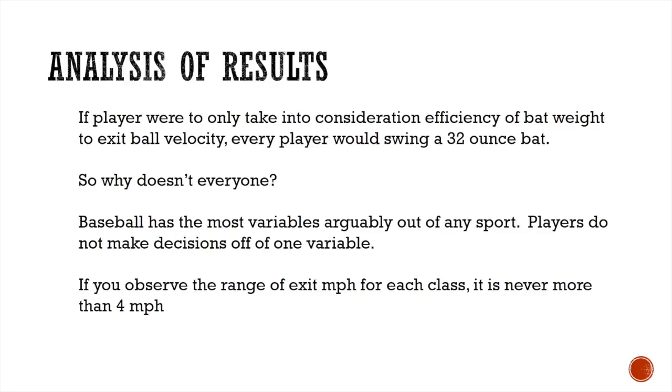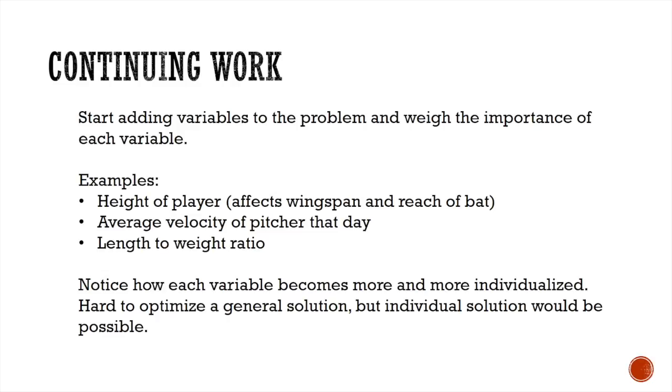Analyzing the results, if every player were to only take into consideration the efficiency of bat weight to exit ball velocity, every player would swing a 32-ounce bat. So why doesn't everyone? Baseball has arguably the most variables of any sport, so players do not make decisions based off of just a single variable. As I said, if you observe the range of exit miles per hour for each class, it is never more than 4 miles per hour.